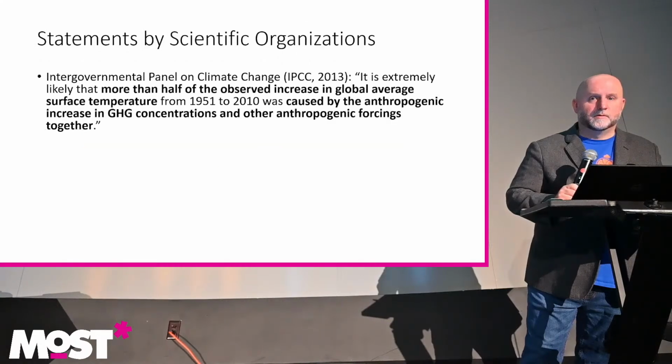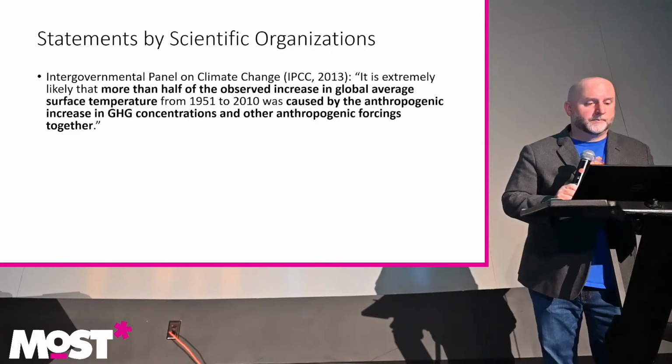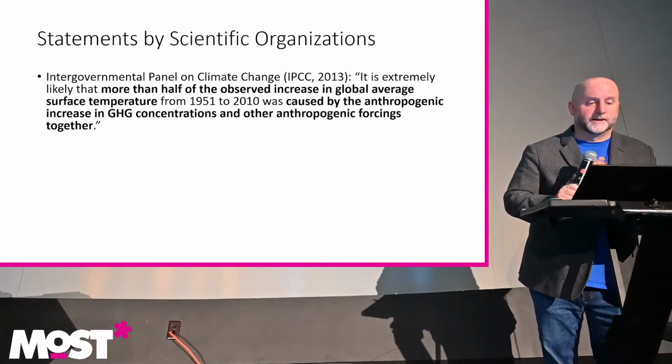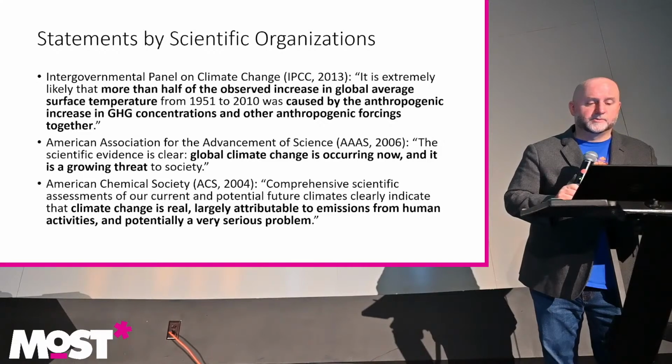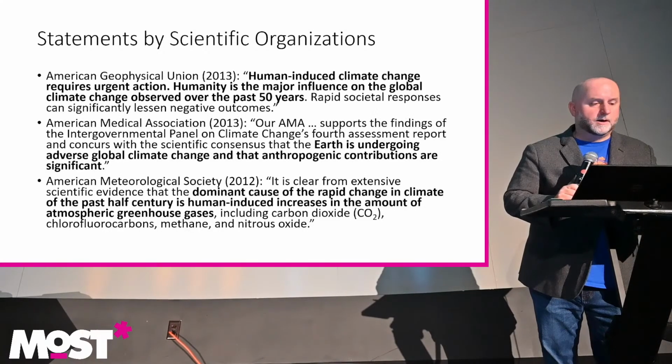But you can also just ask the scientific organizations what they think. The Intergovernmental Panel on Climate Change says more than half of the observed increase in global average surface temperature from 1951 to 2010 was caused by the anthropogenic increase in greenhouse gas concentrations and other anthropogenic forcings together, right? AAAS: global climate change is occurring now and is a growing threat to society. American Chemical Society: climate change is real, largely attributable to emissions from human activities, and a potentially very serious problem. American Geophysical Union: human-induced climate change requires urgent action. Humanity is the major influence on global climate change observed over the past 50 years.